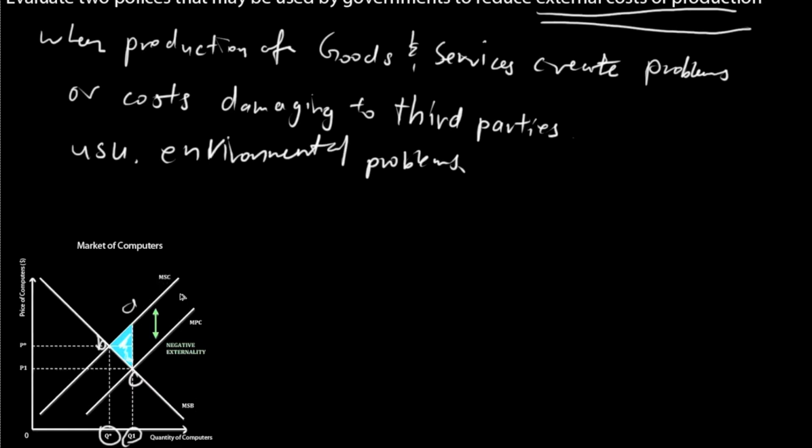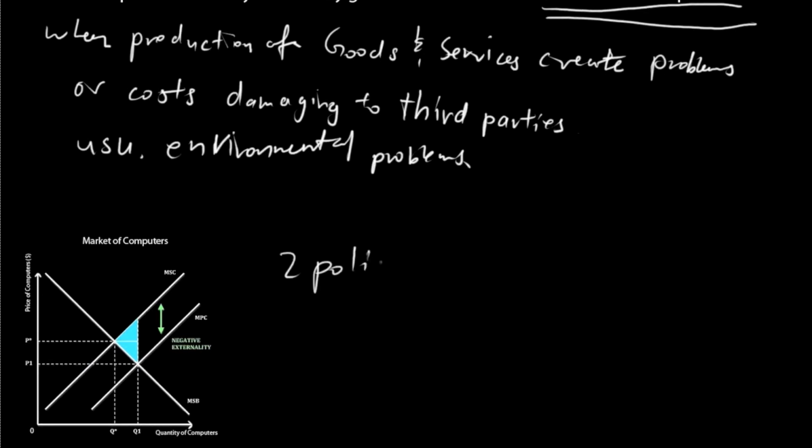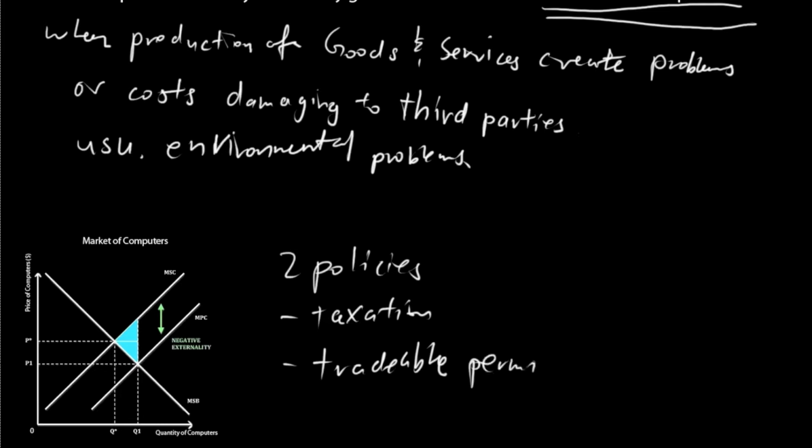In the free market, this situation will not improve, because the firms will only take into account their own private costs. Two policies that the government can use to reduce external costs of production are taxation and tradable permits. They both have their pros and cons. In taxation, the government taxes the firm to shift its marginal private cost up towards the marginal social cost, like so.